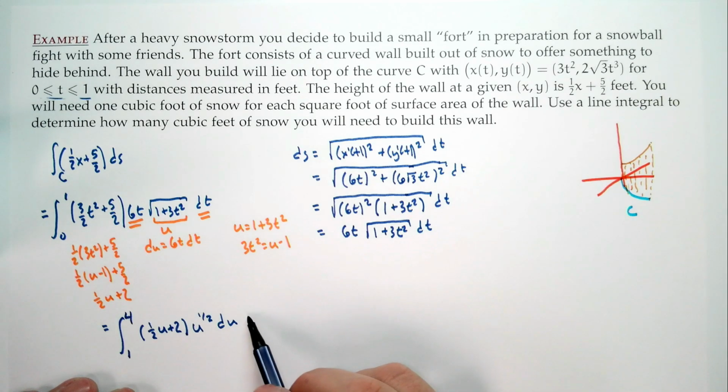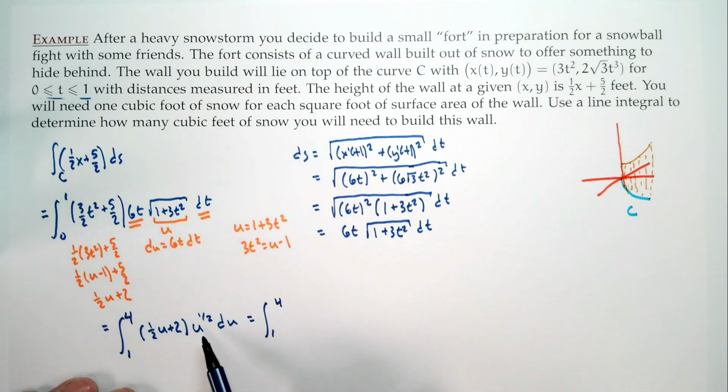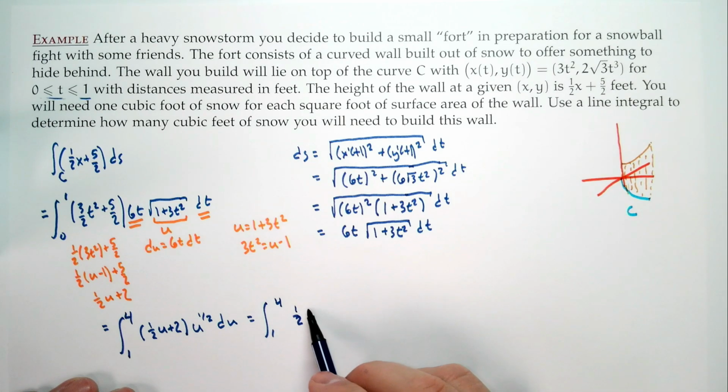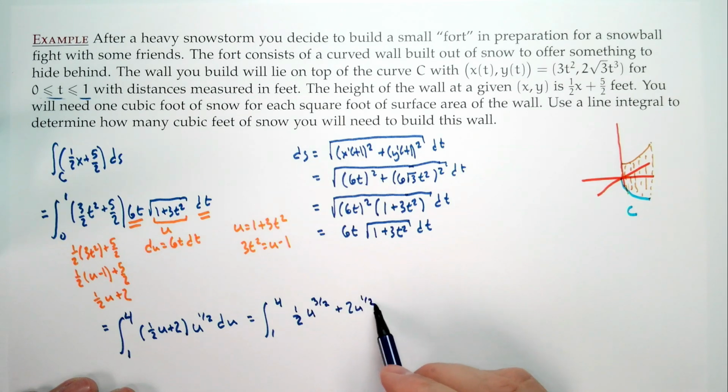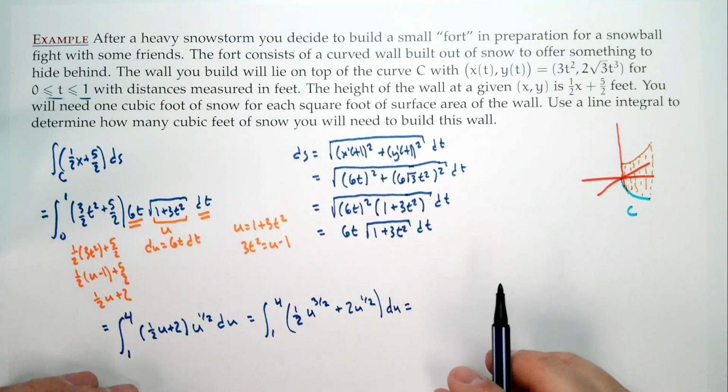Now, this looks like it might be integrable. Closer anyway. Multiply the u to the 1/2 through. So you get 1/2, u times u to the 1/2 is u to the 3/2, and then plus 2u to the 1/2. That's definitely something you can integrate.